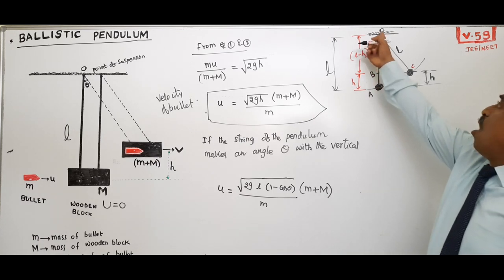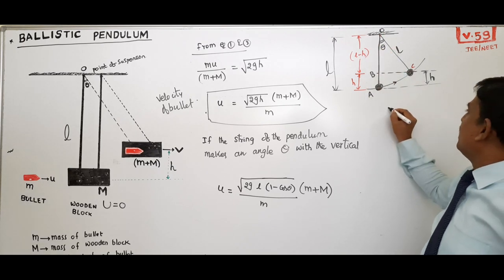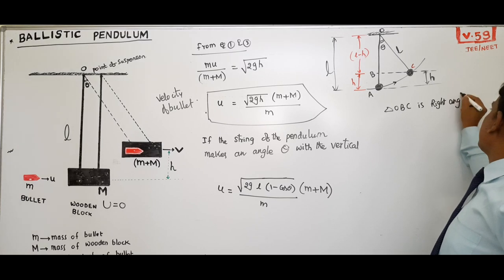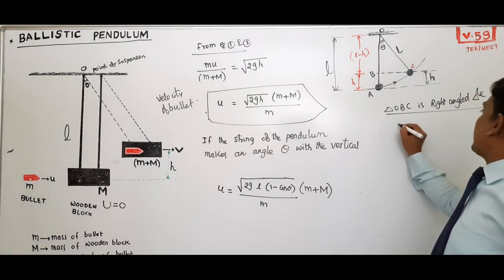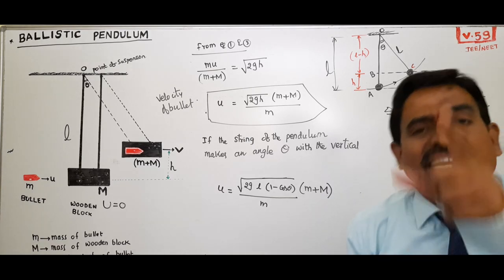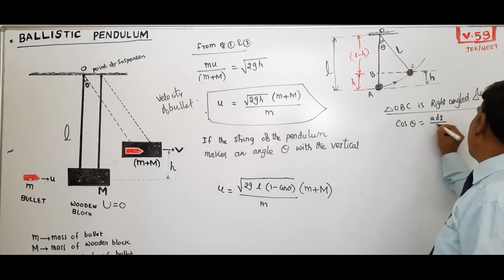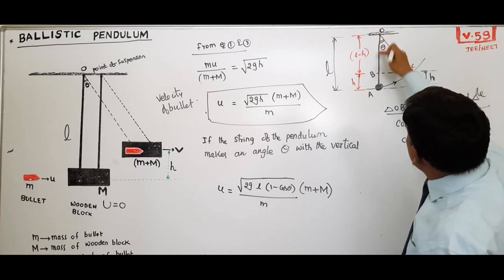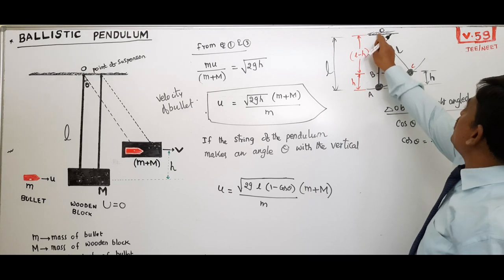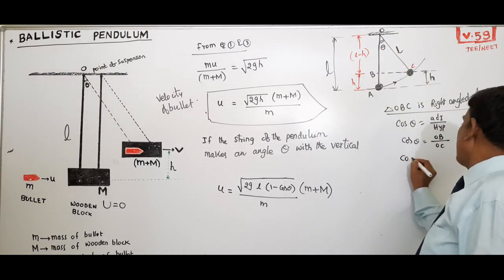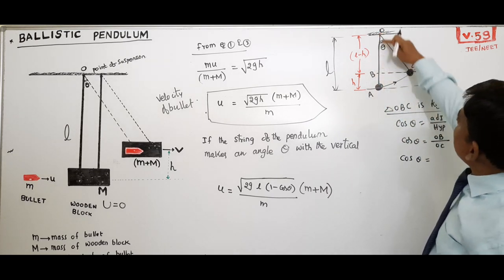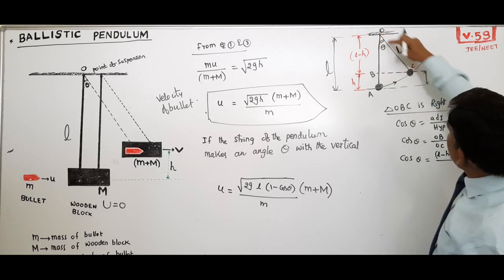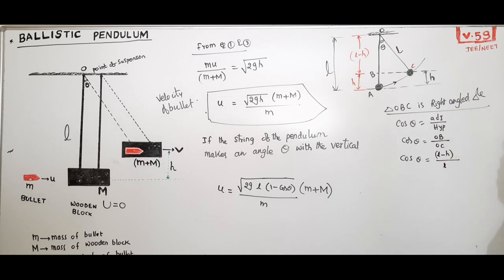Now please listen. OBC is a right angled triangle. I am taking cos theta. Cos theta means adjacent side by hypotenuse. The adjacent side is OB and the hypotenuse is OC. Cos theta is equal to OB by OC. OB is nothing but L minus h. OC is nothing but the length of the pendulum L.